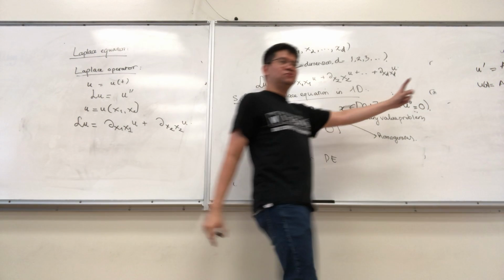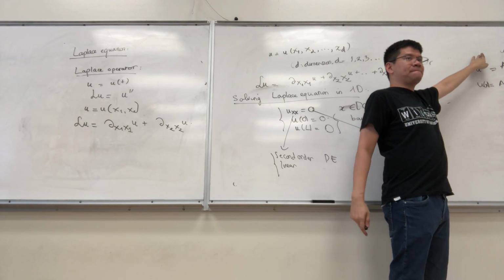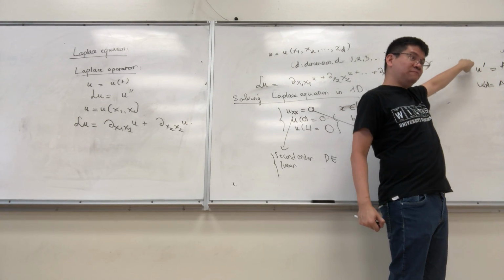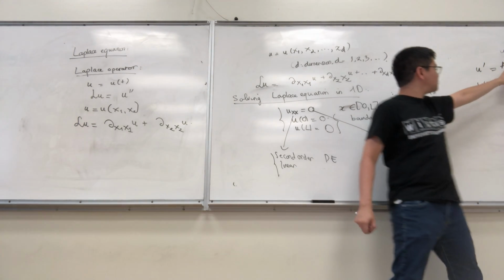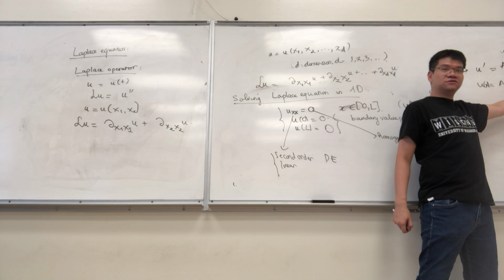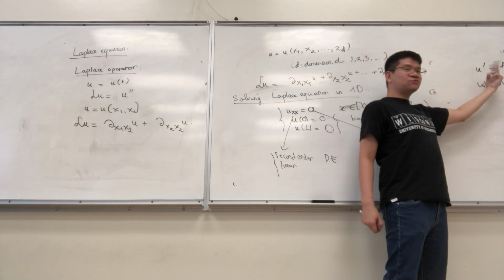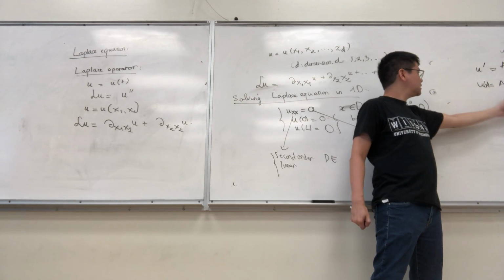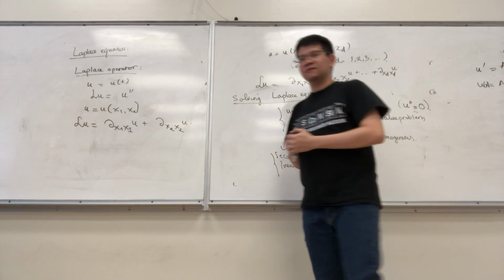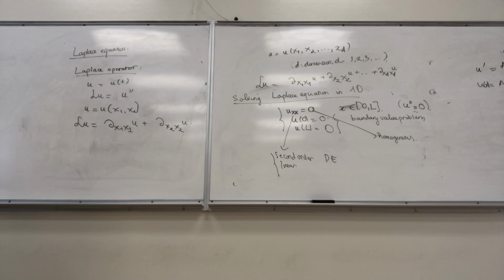So u second is 0, which means that u prime has to be a constant. You take the integral on both sides. So the antiderivative of the function 0 is a constant a. Now I'm going to take the integral on both sides. So the antiderivative of the constant a is ax plus b. Right? So what is the next step?